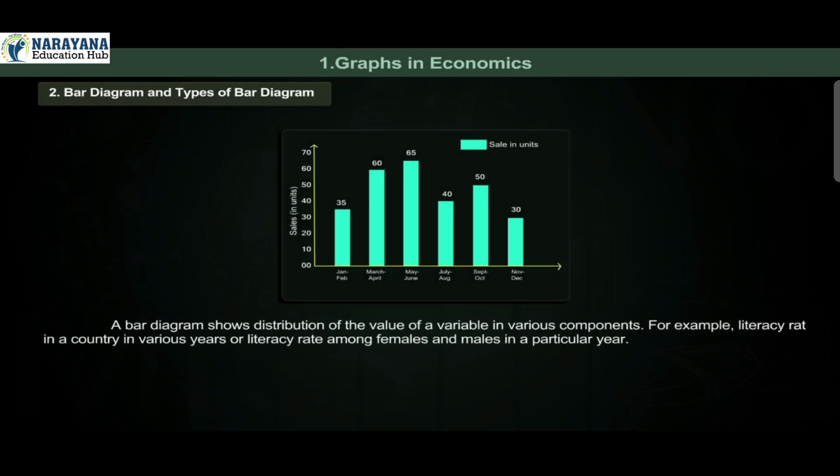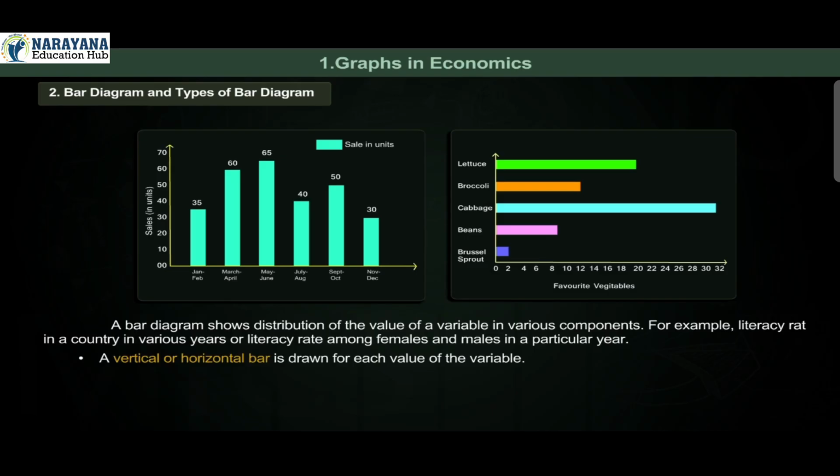Bar diagram and types of bar diagram. A bar diagram shows distribution of the value of a variable in various components. For example, literacy rate in a country in various years, or literacy rate among females and males in a particular year. A vertical or horizontal bar is drawn for each value of the variable.